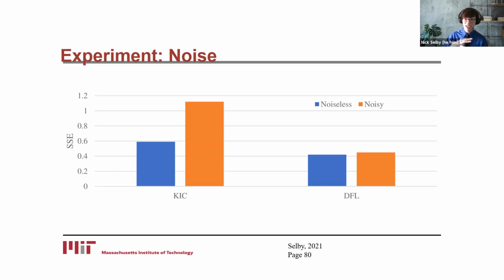And because KIC, on the other hand, synthetically computes its observables from measurements of state, there is no guarantee that the noise affecting one observable will be uncorrelated with the noise affecting another observable. So in practice, this means that DFL's performance diminishes only slightly in the presence of noise, whereas KIC's performance degrades substantially faster.